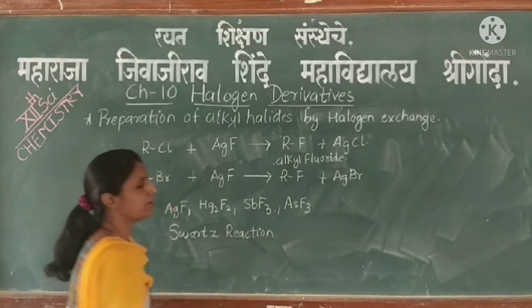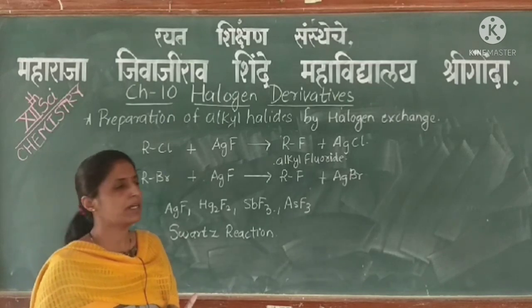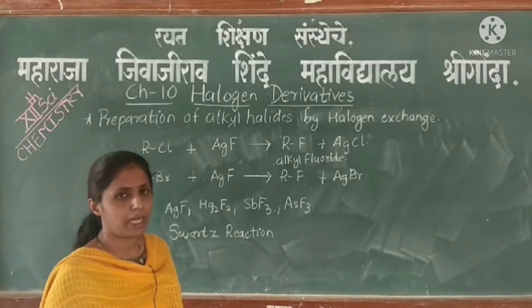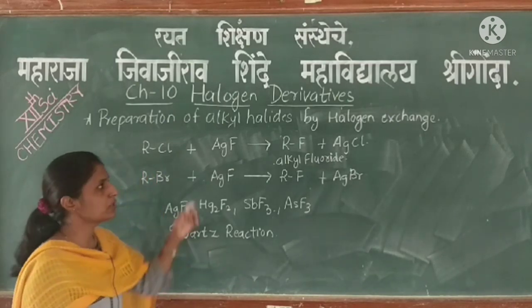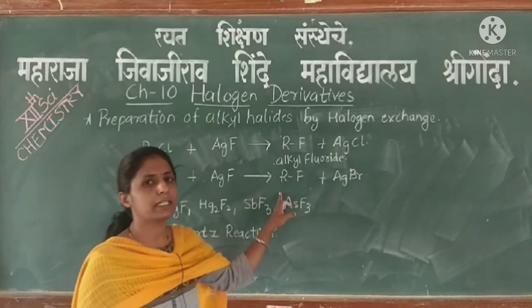So in the Finkelstein reaction, we studied that alkyl chlorides and alkyl bromides can be converted into alkyl iodides, and in the Swarts reaction, alkyl chlorides and alkyl bromides can be converted into alkyl fluorides.